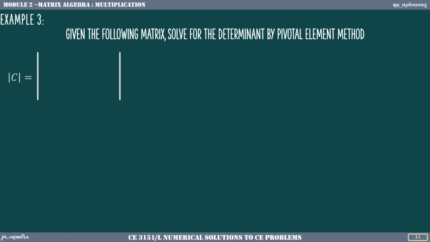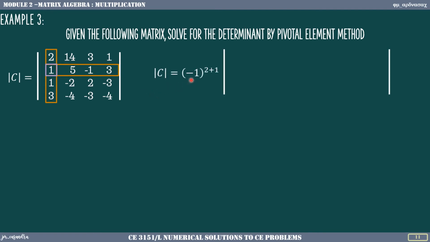So next example, matrix C. We solve for its determinant. So we have a 4 by 4 matrix. So we have several elements with 1. I'll be choosing this element. So we'll have now to eliminate its row and its column.